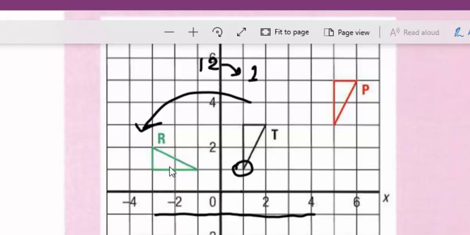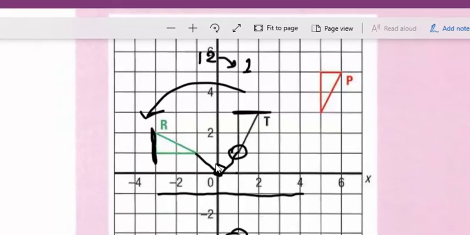Using a tracing paper for this one is very good. It makes it so much easier. Otherwise, it's anti-clockwise. It is 90 degrees. How do you know it's 90 degrees? Because this line is horizontal here, but in the image it is vertical, so it means it's 90 degrees anti-clockwise, and the center is 0, 0. This angle is 90 degrees.